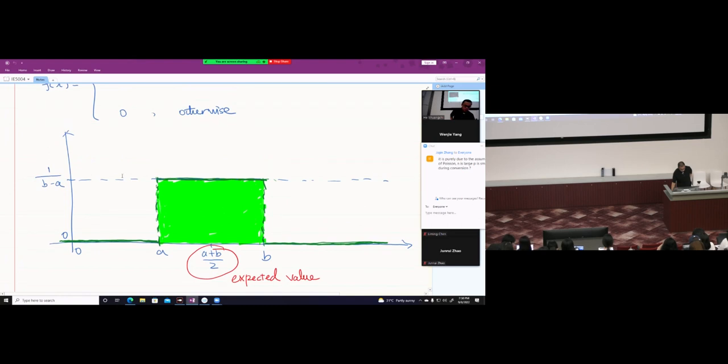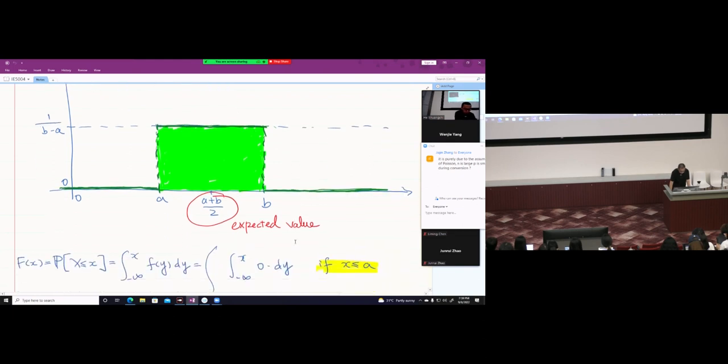Then you ask me the question, why? Within this interval, the density must be equal to 1 over b minus a. Because as I explained, for a function to be a PDF, first, it must not take a negative value, right? It must be above the x-axis. And also, the total area below this curve must be equal to 1, right? Because it only takes a non-zero value from A to B, and it is a constant, we need to make sure that the area of the green region is exactly equal to 1, right? That's why it must be equal to 1 over B minus A, because the length is B minus A.